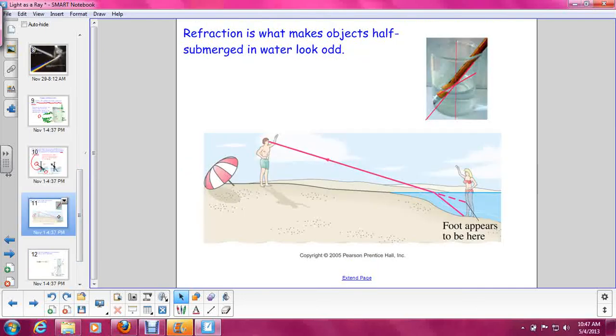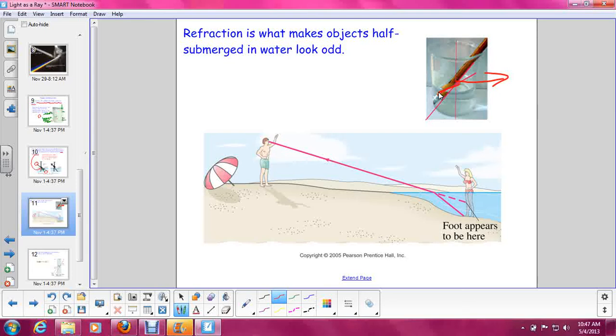Now, refraction is what makes objects that are half submerged in water look really strange. If you have a straw in a glass of water and it looks like the straw is cut where the water meets the air, the straw actually isn't cut. It's still intact, but the light waves coming out of the water speed up as they hit the air, and they will bend away from the normal, and it will make the straw look like it's in a different place than it actually is.